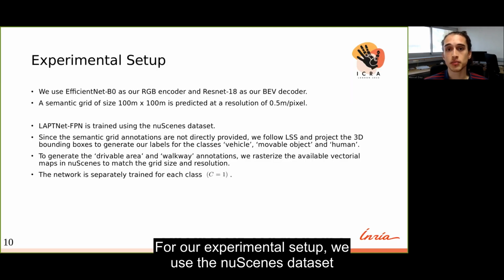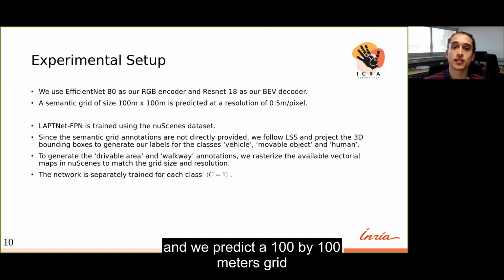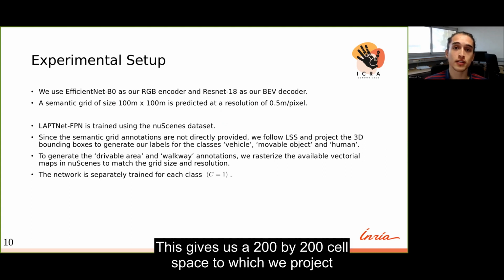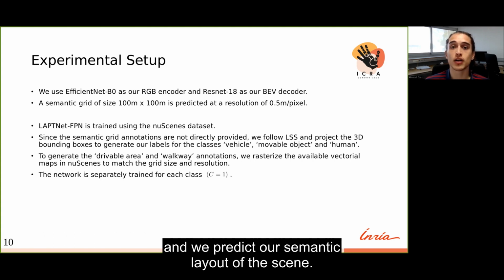For our experimental setup, we use the nuScenes dataset, and we predict a 100 by 100 meters grid at a resolution of 0.5 meters per pixel. This gives us a 200 by 200 cell space to which we project and we predict our semantic layout of the scene.